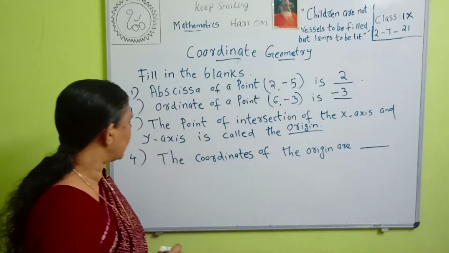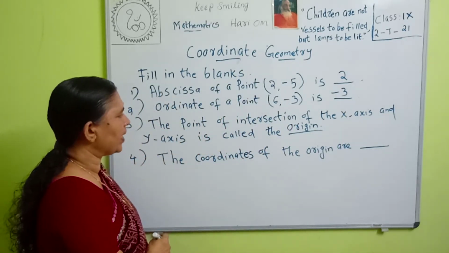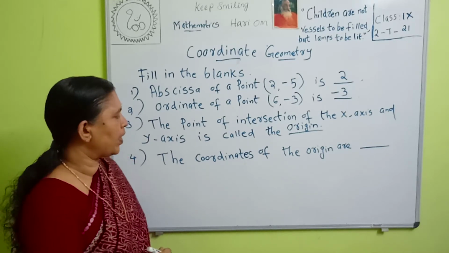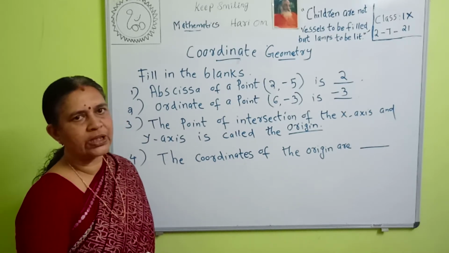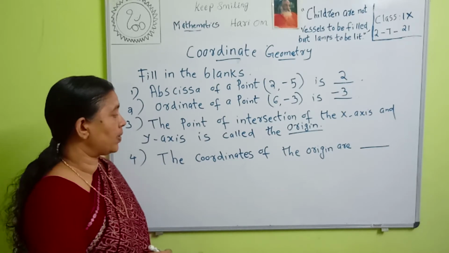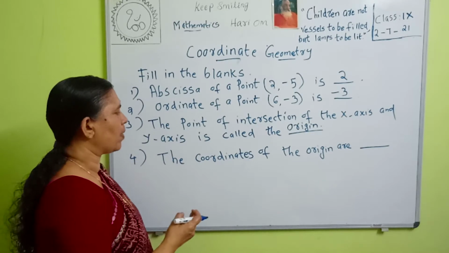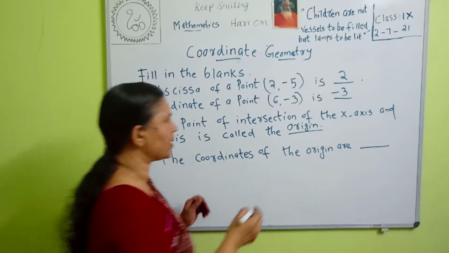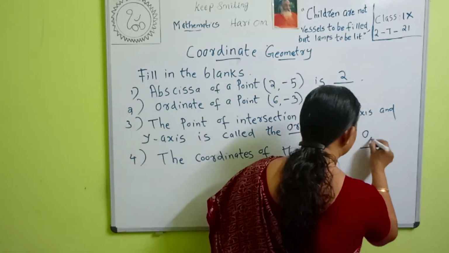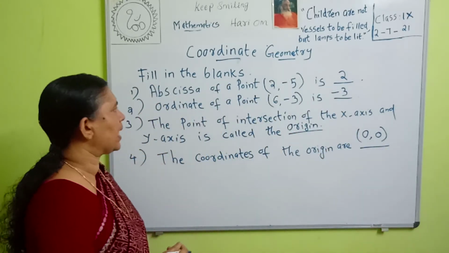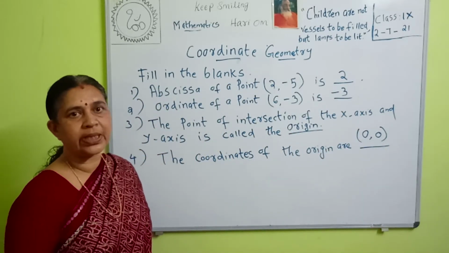Then the coordinates of the origin are dash. Devi Kripa, what are the coordinates of the origin? At the origin the x coordinate is 0 and the y coordinate is 0. Therefore, the coordinates of the origin are (0, 0). You remember this. Okay.